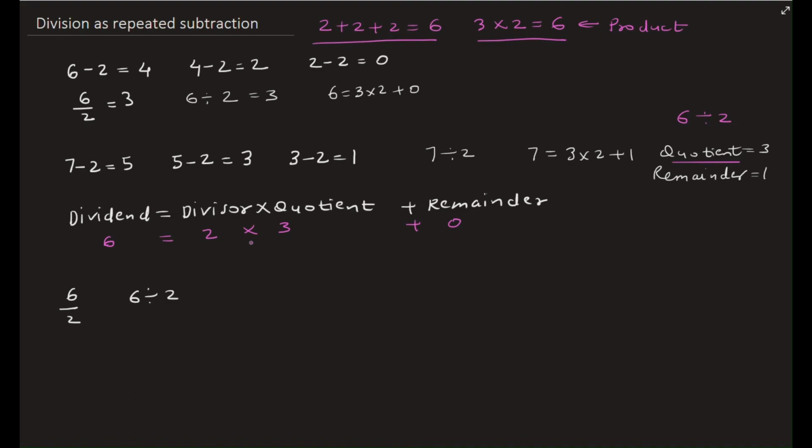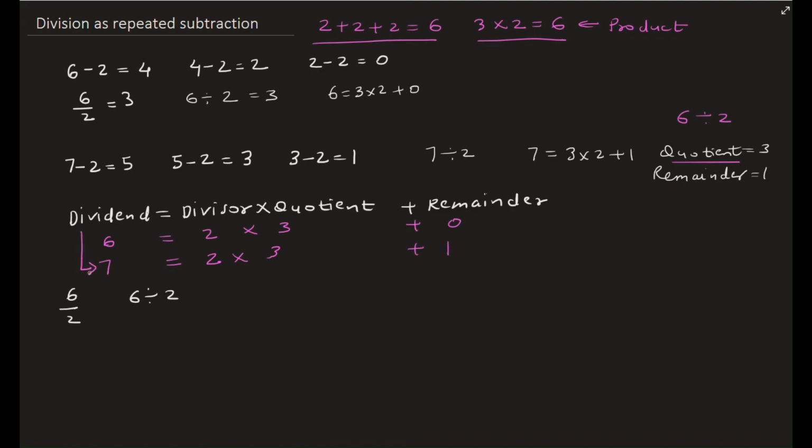In some cases, the remainder is not 0. Some remainder is left out. For example, 7 divided by 2. First I subtract 2 from 7, I get 5. 5 minus 2 equals 3. 3 minus 2 equals 1, and then I get an answer in the negative. So I can write 7 equals 2 times 3 plus 1.